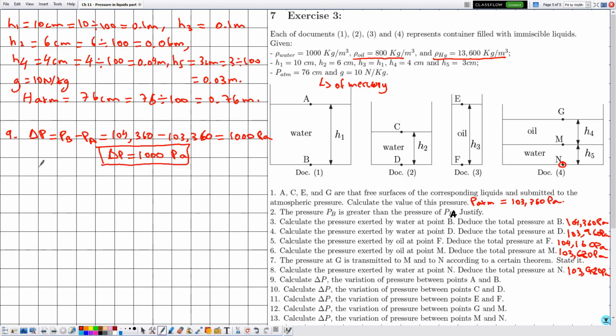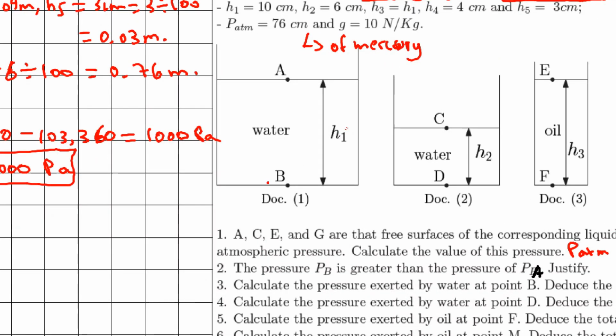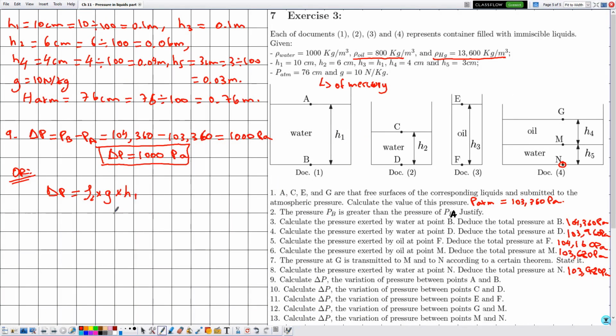So another way to calculate the difference in pressures between the points B and A is from the second definition, which is that delta P is equal to the density of the liquid times G times H, in which H represents the difference of levels between the points B and A, which is given by H1. And here the density of the liquid is given by water, so let me write rho water. Now if you replace the value of rho water by 1000, the value of G by 10, the value of H1 by 0.1, you will get the same result. But since we have already calculated these pressures, let's use the definition of delta P, which is the difference between the pressures at 2 points, in order to calculate its value.